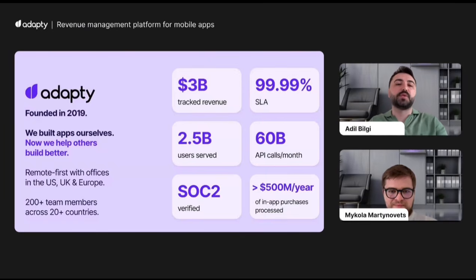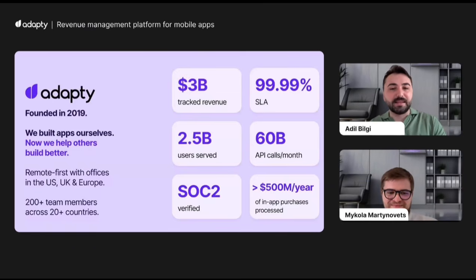Today, Adapty processes over 500 million in-app purchases every year. We track over 3 billion in revenue, serve 2.5 billion users and handle 60 billion API calls per month. We are SOC2 verified and operate at over 99% SLA. We have a huge team, by the way, 200+ team members across 20 countries. We are a remote-first company, but we do have offices in the US, UK, and Europe, and hopefully we will have one in Turkey soon as well.